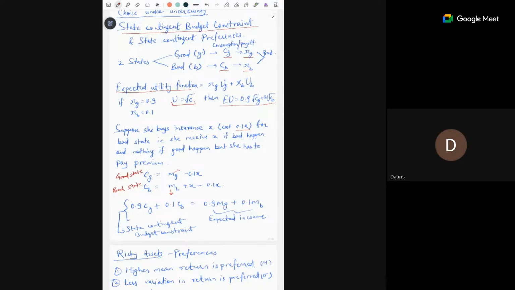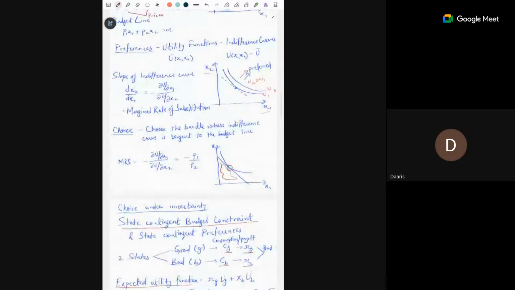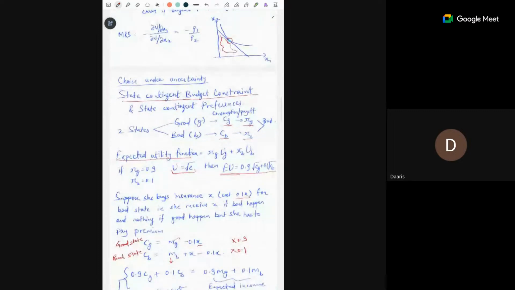In the good state, consumption will be equal to income minus the premium. In the bad state, consumption will be equal to income in the bad state plus the coverage she receives from this insurance, minus the premium which she pays for the insurance. And by these two equations, we can eliminate this insurance amount X by multiplying the first equation by 0.9 and the second equation by 0.1, and by summing up we get this equation, which we call the state contingent budget constraint.